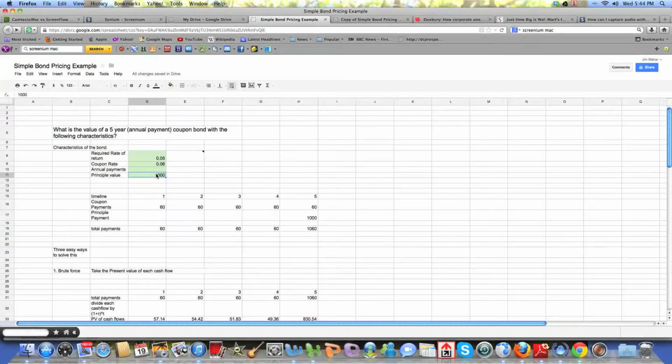We can change that if we want to. For instance, if it's a $25,000 bond, just change it and everything below will change. But for math purposes, we're going to keep it at $1,000 just to make it nice and easy.